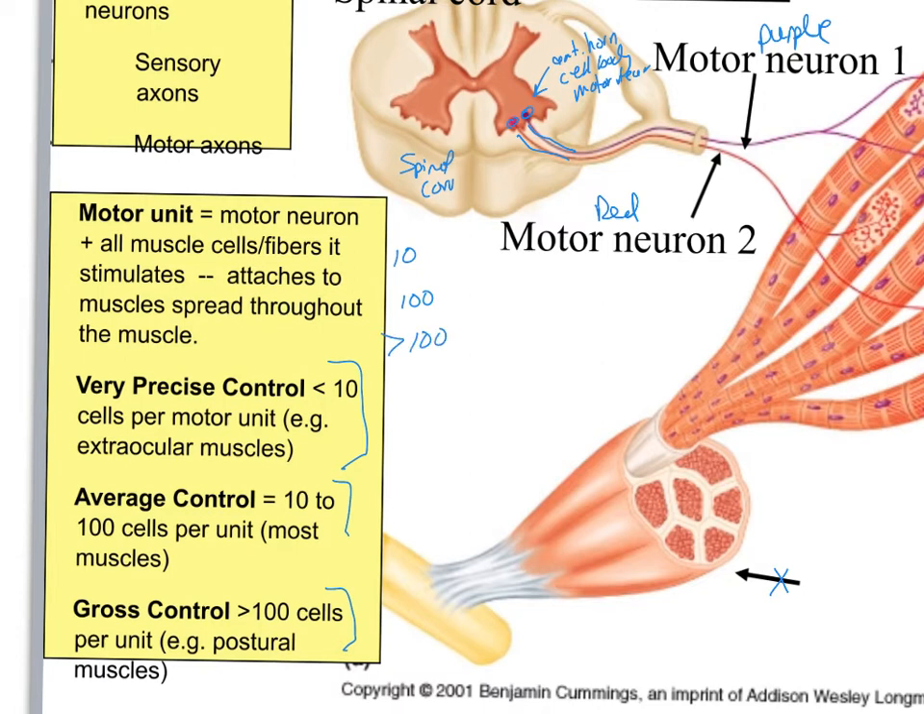If the motor neuron is controlling just a few cells, then it has very fine-tuned, precise control of those particular muscles because it doesn't have a lot to do. It's got to just control a few things. We're going to do this in places like the eyeball. So for the muscles that move your eye, places like for fine motor control with your hands and your fingers.